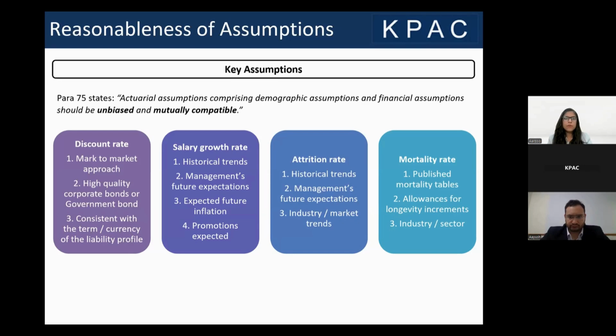Coming to the last assumption, which is the mortality rate. Now, mortality rate is based on published mortality tables such as ILM 2012-2014, which is Indian Assured Lives Mortality Table.